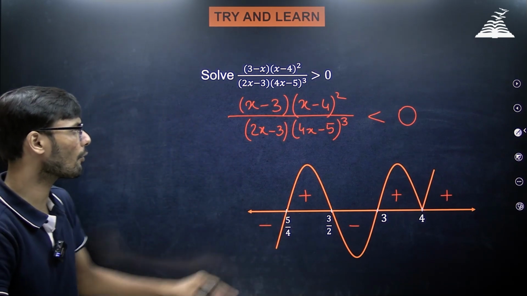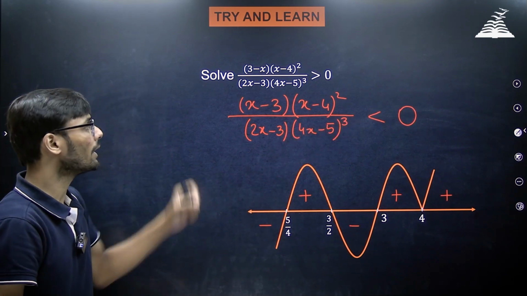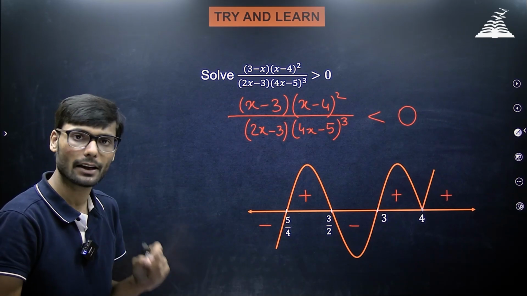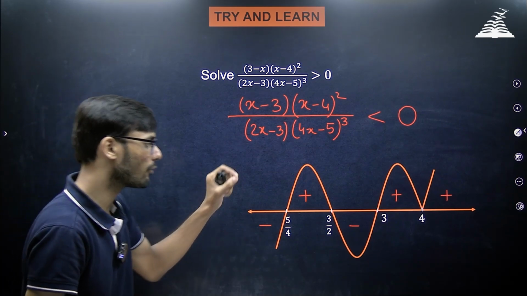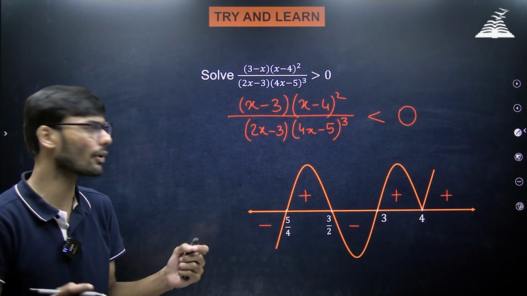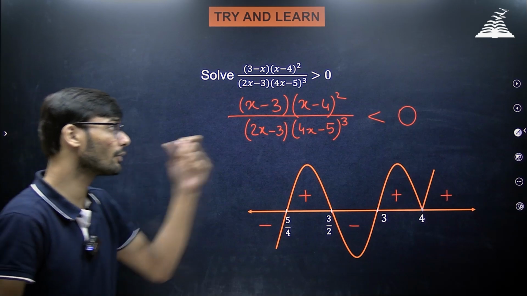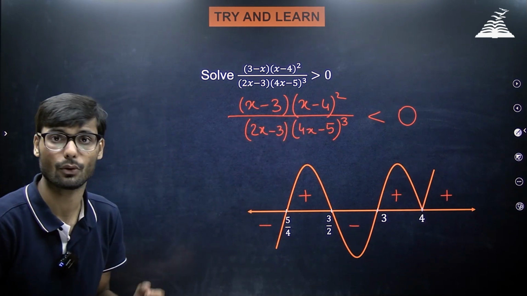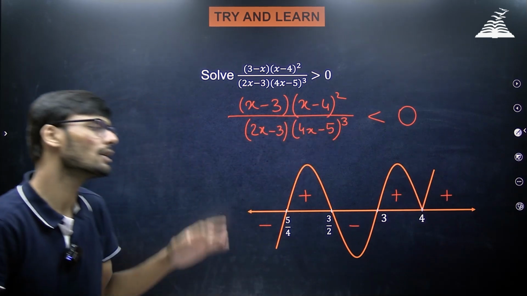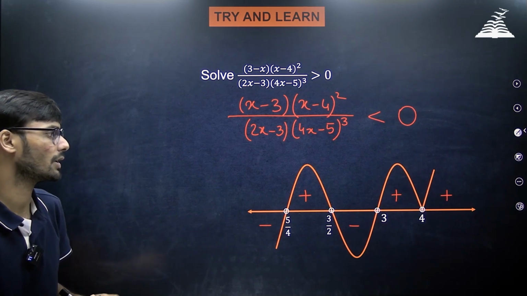Okay, what do we want? We want it to be negative. We also need to take a look at each discrete point. What happens at 5 by 4? What happens at 3 by 2, 3 and 4? Do we need to include them in our answer or not? We don't need to include any of these points. Why? Because we don't want the expression to be 0. It's a strict inequality, so hollow dots at each of these points.